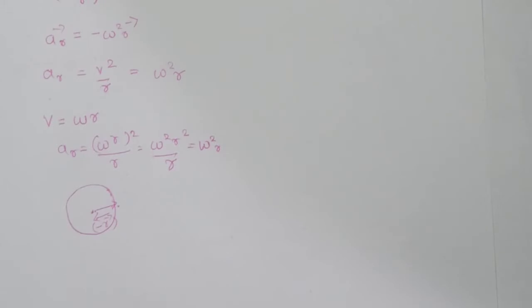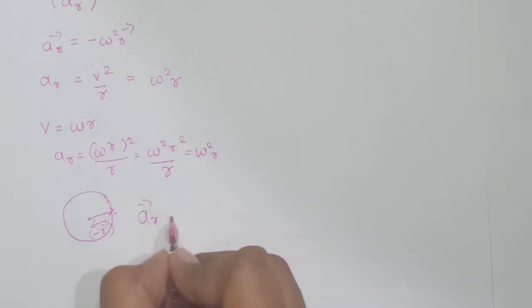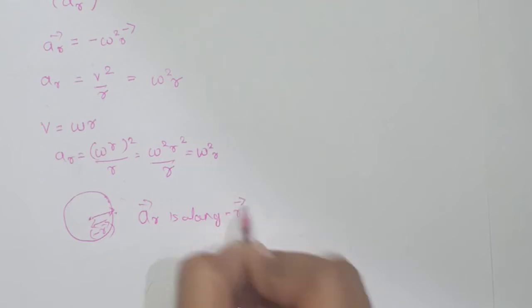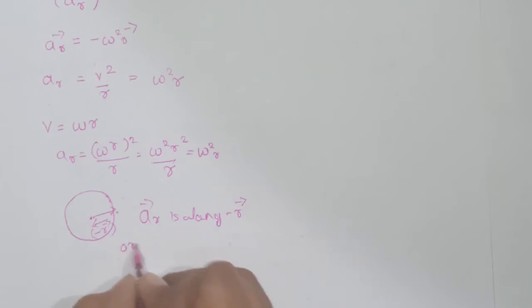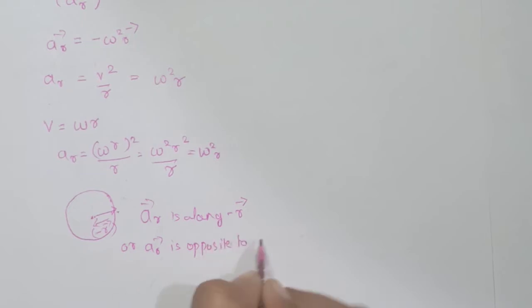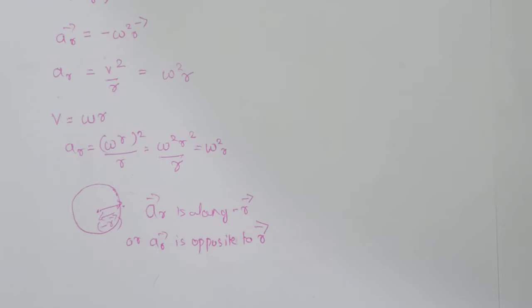You can simply say that the centripetal acceleration a_r is along the negative of vector r, or opposite to the vector r. When you use the word opposite, you don't need to write the negative sign. If you are using along the vector r, you have to use the negative sign. So this is nothing but uniform circular motion.